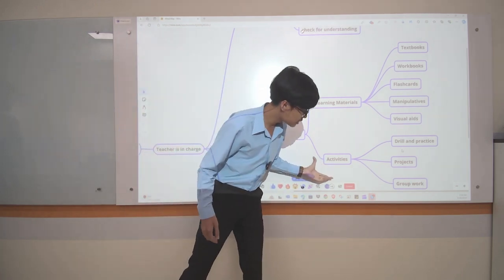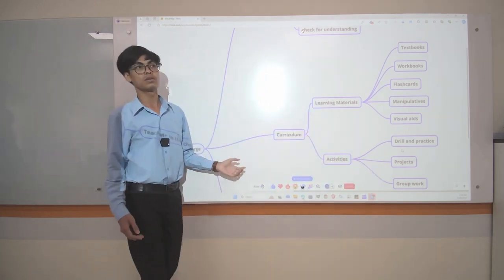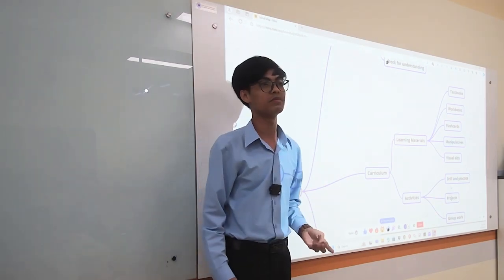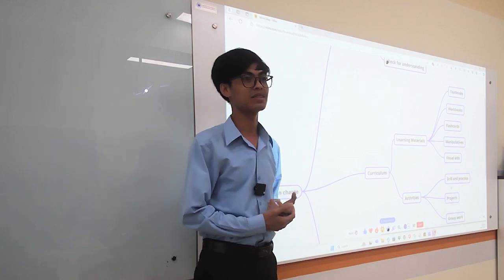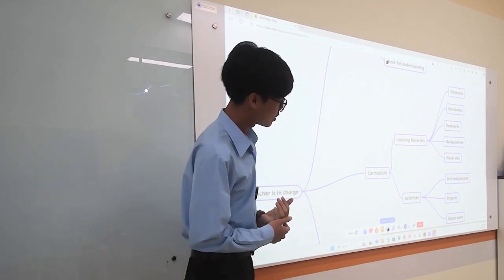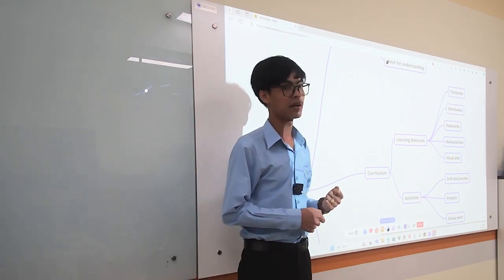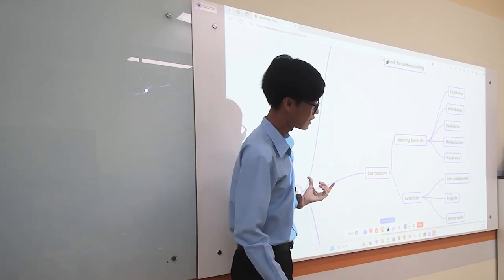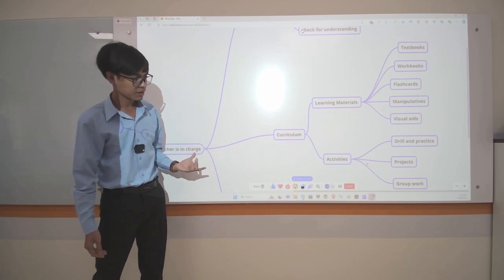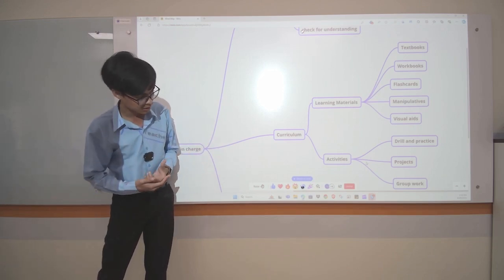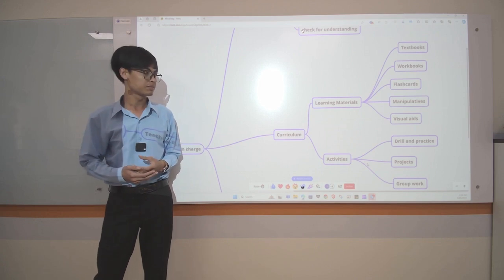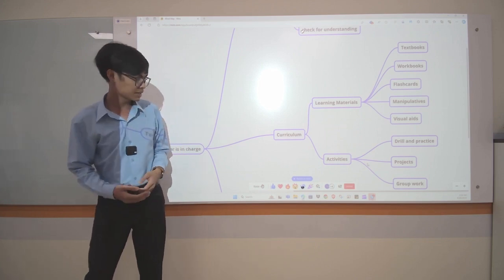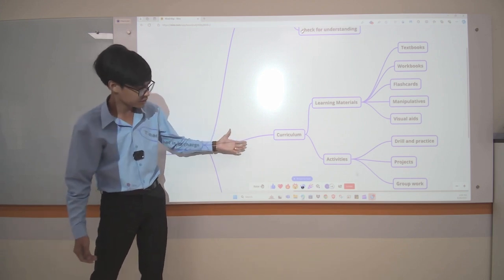The last one is group work. So in student-centered learning, maybe we also have group work, maybe the same as student-centered, but the teacher may have a lot of roles to play to make sure everyone can understand our topic or our homework, so that students can be on the same page. Yes, for me, for curriculum, that's all.